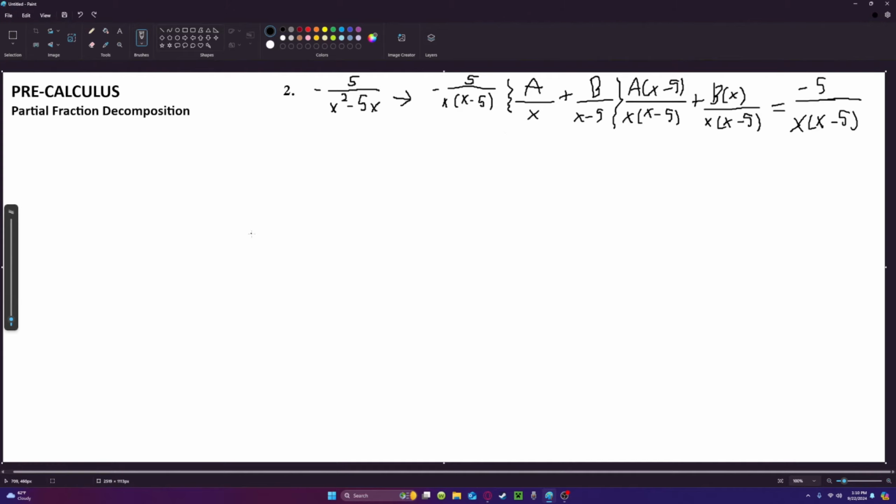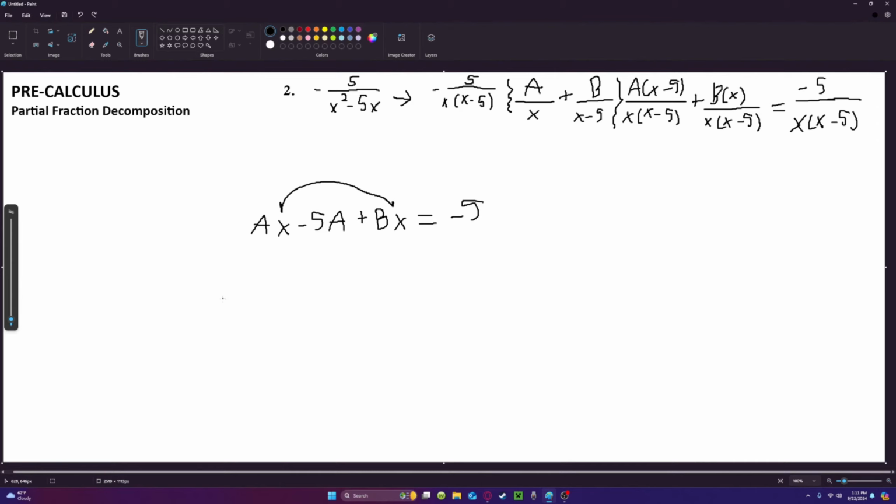So we get ax minus 5a plus bx equals negative 5. Now you'll notice we have these two x's right here. But there's no x over here. There's no x over here. So what does that mean? You might be wondering.